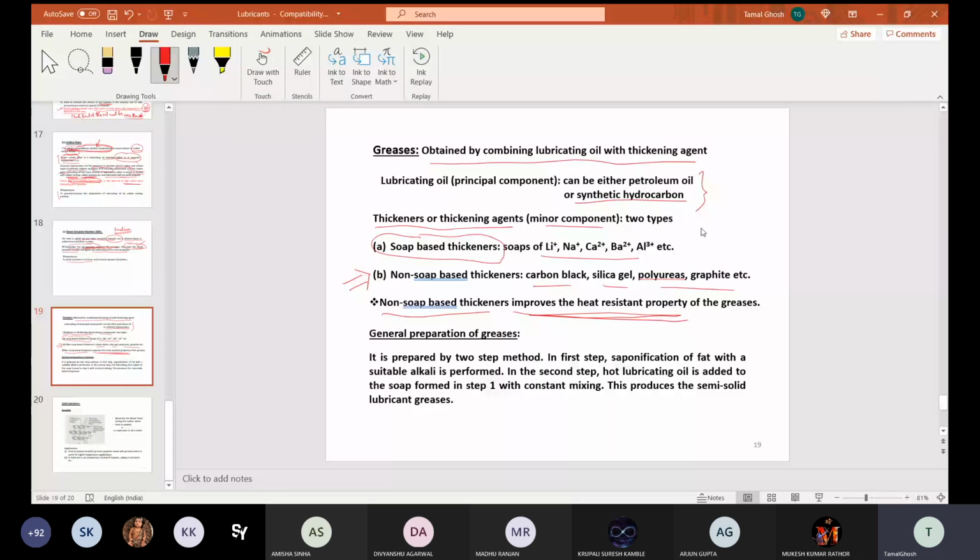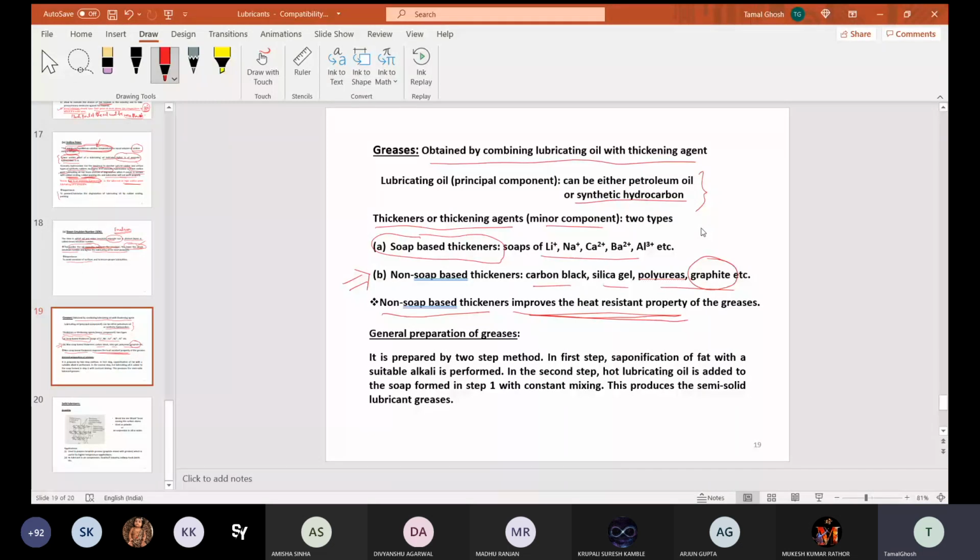In the very next slide, we'll see an example of how the non-soap based thickener graphite works. So this is the non-soap based thickener, and that's why they are very crucial for some requirements.